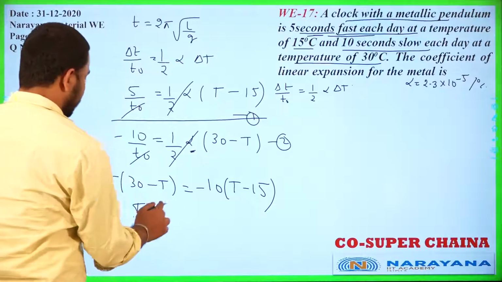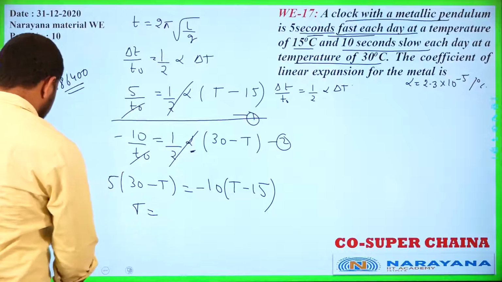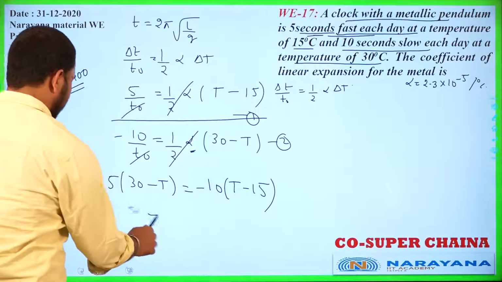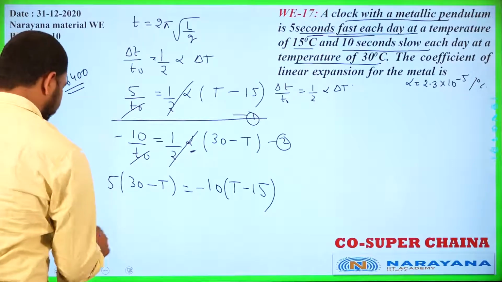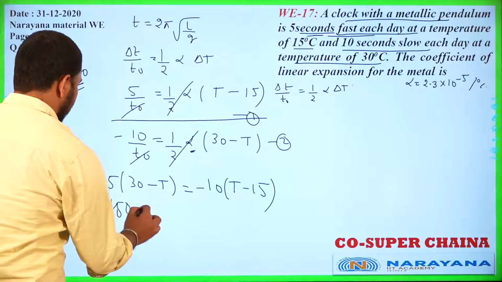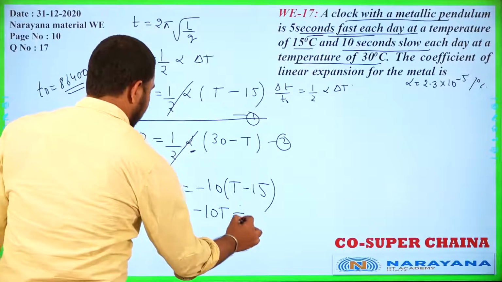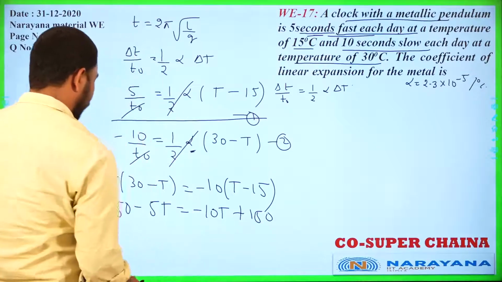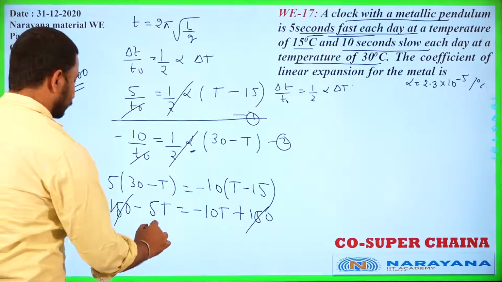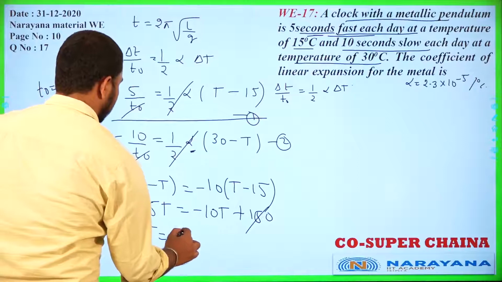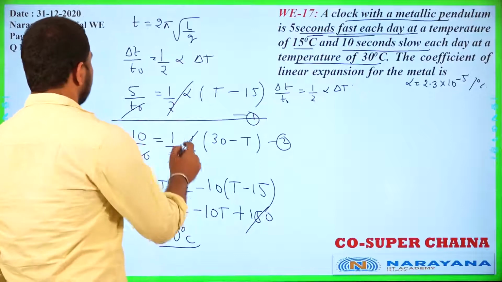So let's get the value of T here. If we simplify here a little further, we are getting the value as 150 minus 5T is equals to minus 10T plus 150. Okay. So T is coming to be 0 degree. So T is coming to be 0 degree. Just substitute the value 0 here in this equation.